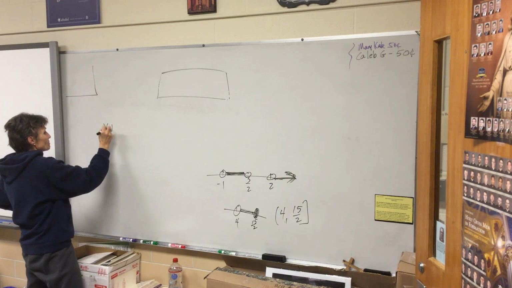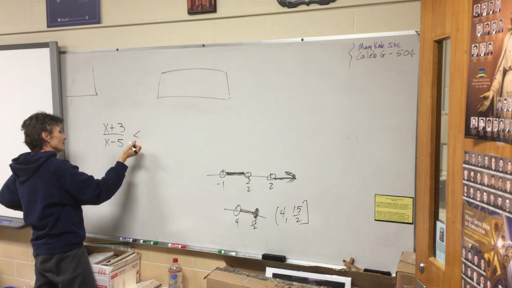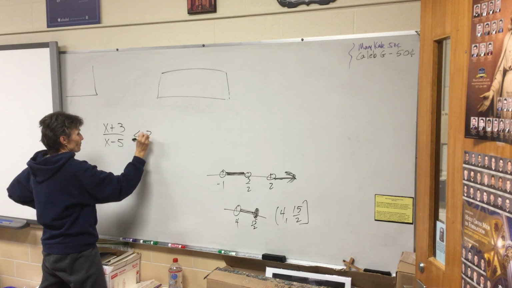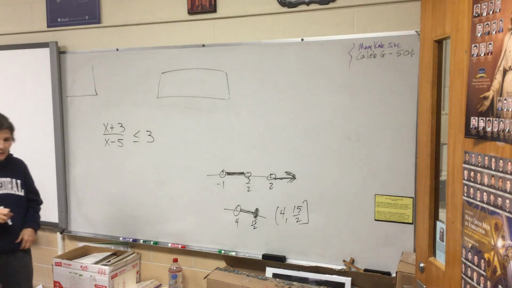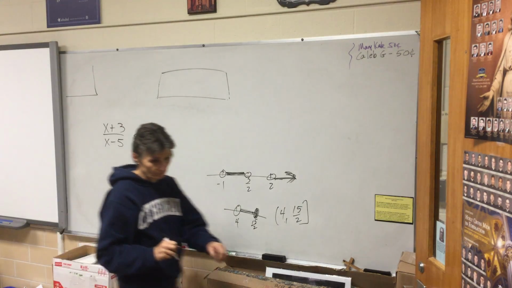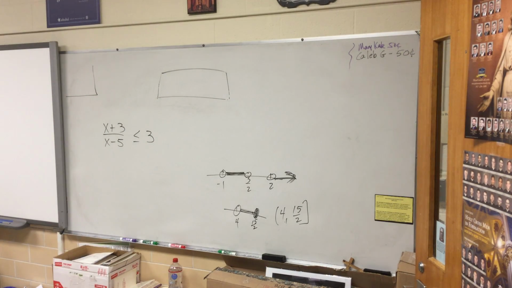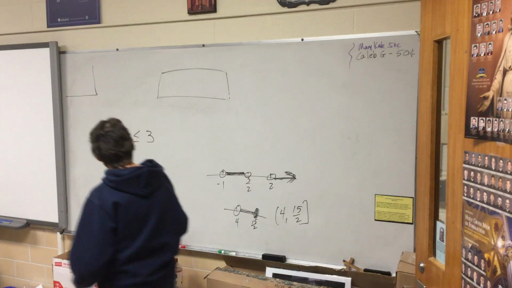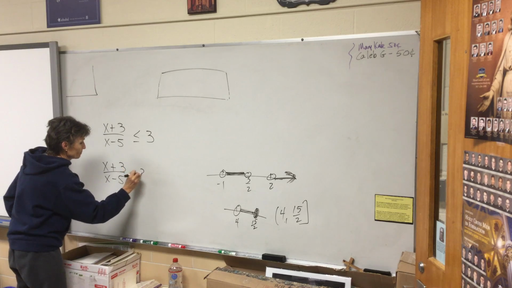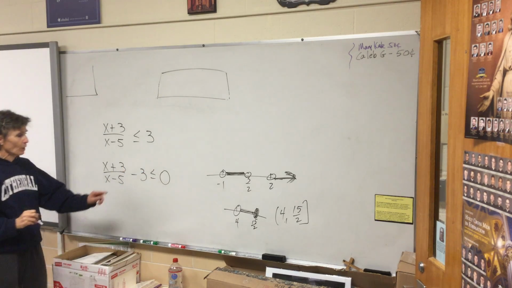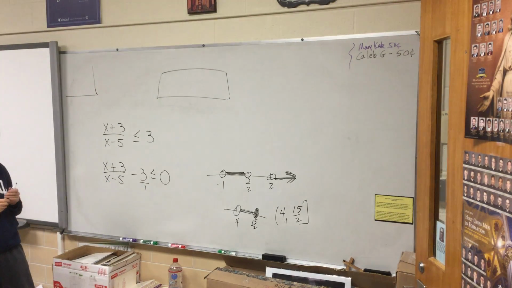All right, let's do x plus 3 over x minus 5 is less than or equal to 3. So what do I do first? Move that 3 over to the other side, right? Yep, gotta move the 3 to the other side. That's exactly right. So that I have a 0. And then I'm gonna think of this 3 as 3 over 1.